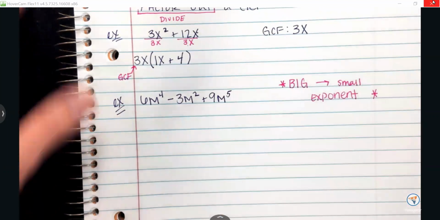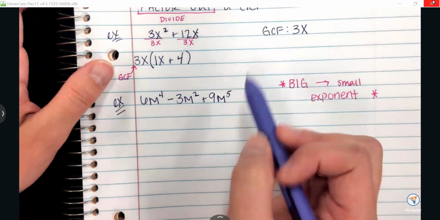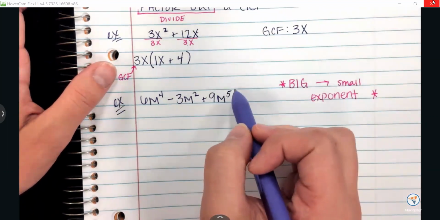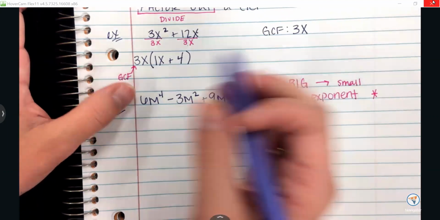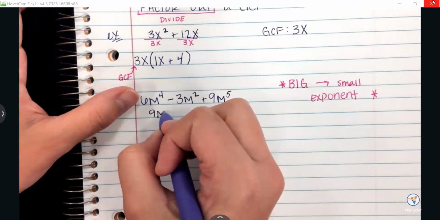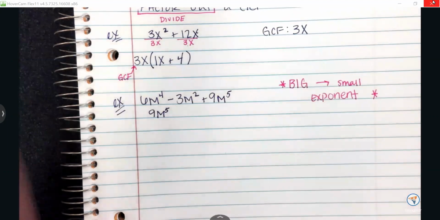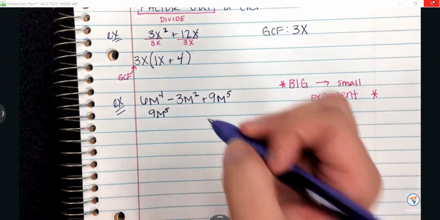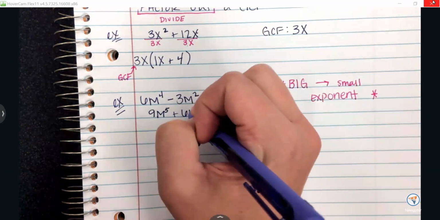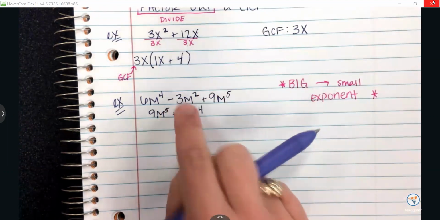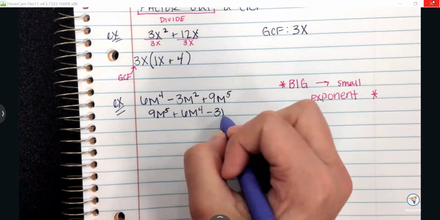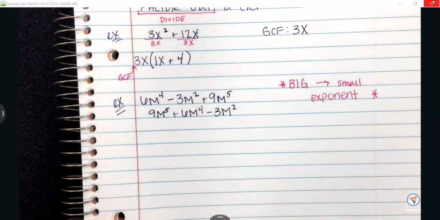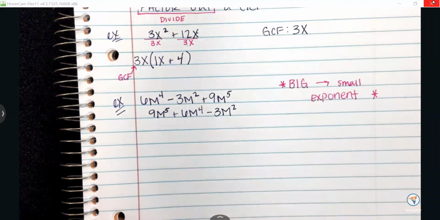So what exponent has to go first? The 5, because it's the biggest. So I have a 9m to the 5th. That's going to go first. 9m to the 5th. What's going to go next? Plus 6m to the 4th. And then last will be my negative 3m squared. So you need to write them in order from big exponent to small exponent, okay?